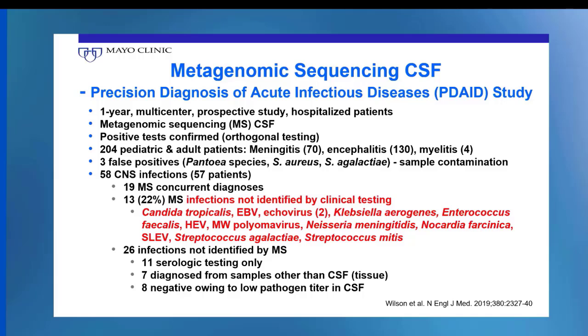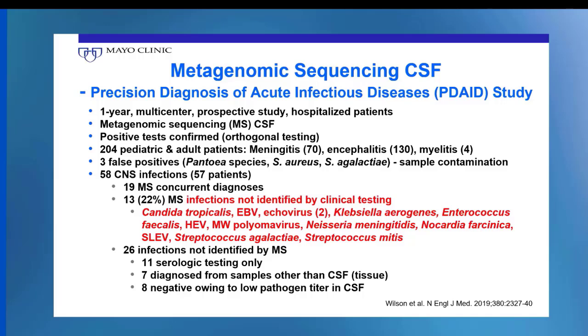Now, this brings up an interesting point. Timing may matter. Cerebrospinal fluid is collected at a point in time in a patient's illness. And an organism may be there at a particular point in time and then disappear, but still have caused the disease. And then there's an immunologic response that's better picked up by a serologic test. So timing can make a difference.